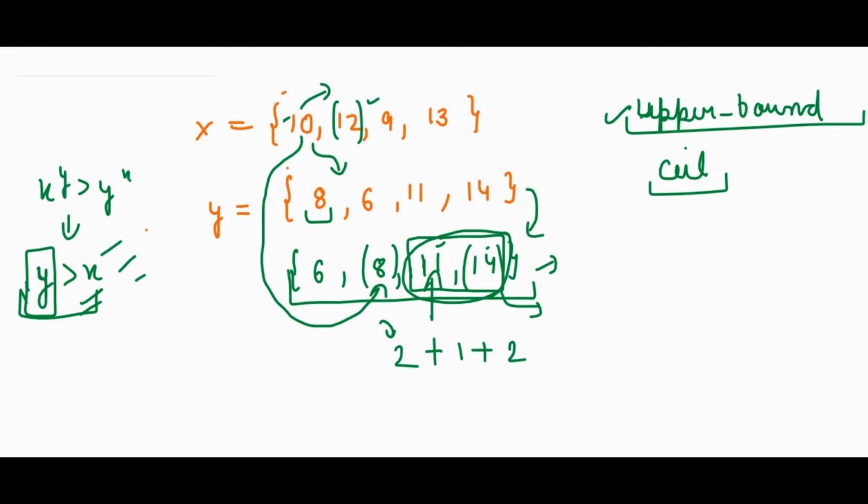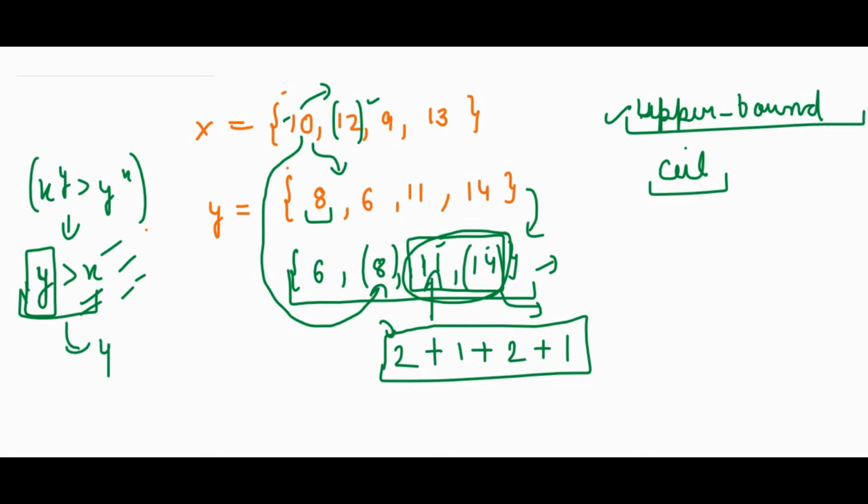And for 13, 11 is the upper bound and 14 is the only value which will satisfy this condition, y is greater than x, and that will correspond to the answer as well. So these are the number of pairs that will be possible which will satisfy this condition, because we have already deduced that y should be greater than x. Okay, so this is equal to 6. Our answer will be 6 here.